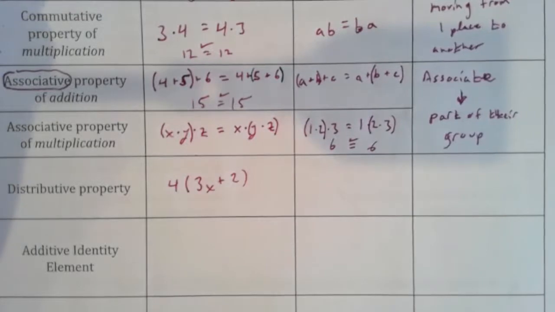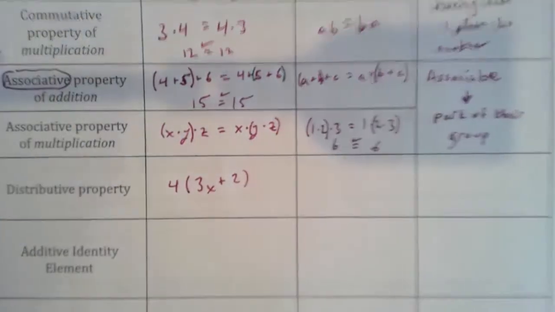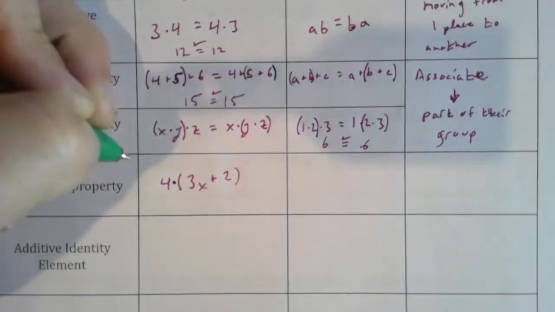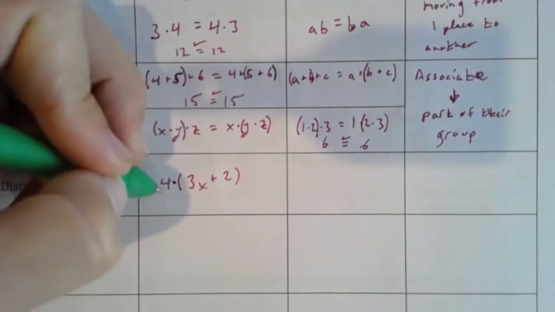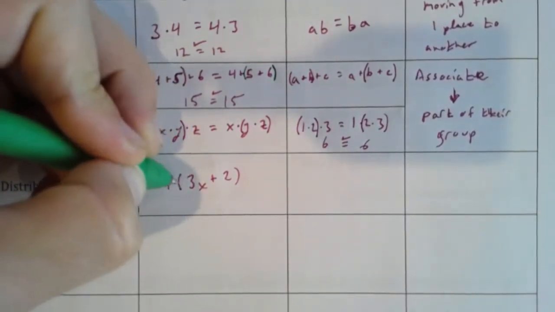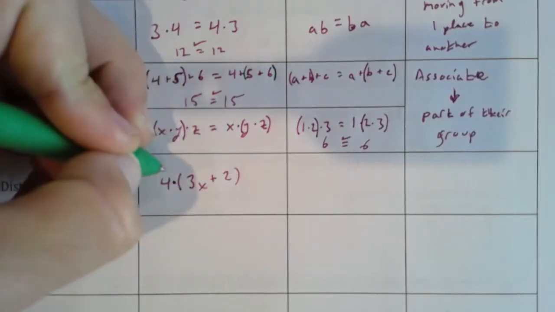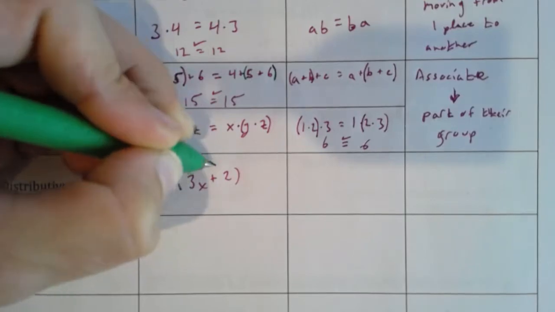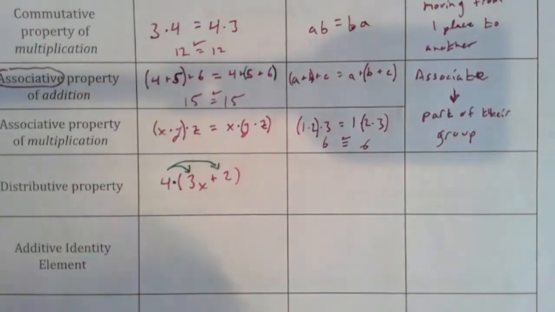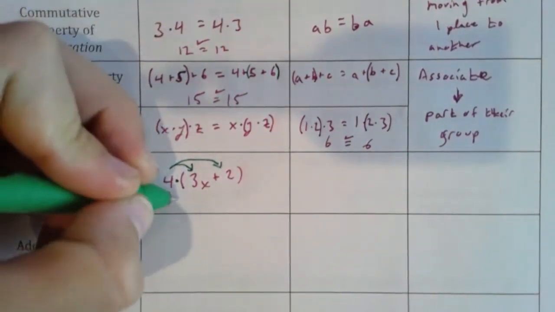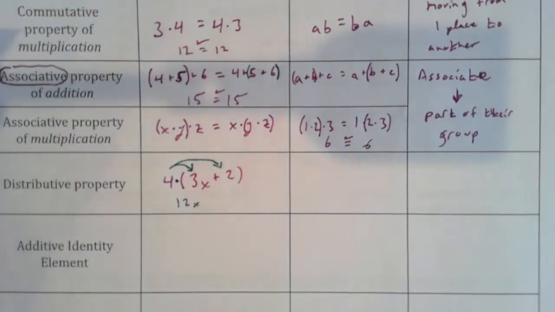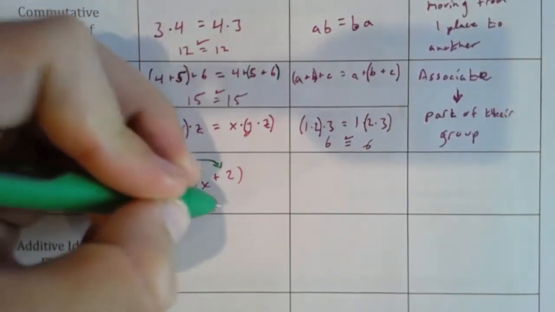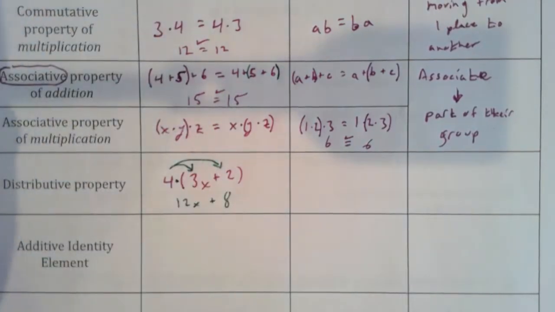The distributive property says there is an implied multiplication symbol here. And if I'm multiplying and there are parentheses, I need to make sure to multiply that 4, I need to distribute it to everybody in the parentheses. So I'm going to multiply the 4 times 3, so that becomes 12x. And I'm also going to multiply the 4 times that 2 over there, which will be 8.